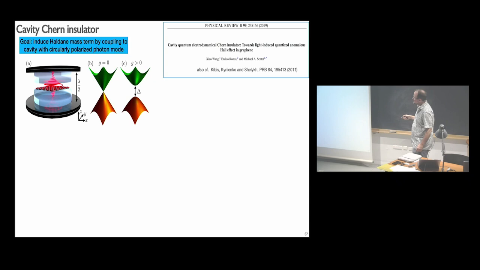Okay, so the goal is to induce a mass term by coupling a cavity with a circularly polarized photon mode to the material. How to fabricate that cavity is a different question, but let's say we can do that. And this was done by us, and then once we had done the project, I realized that some Russians were always faster. In this case, it wasn't at least done in the 70s. It's not in Landau's book, but it was done in 2011.